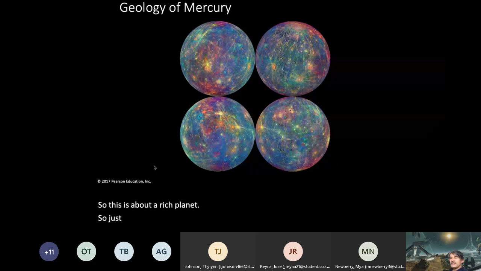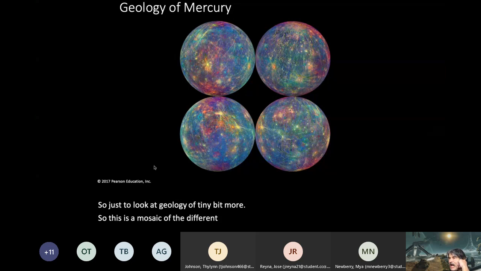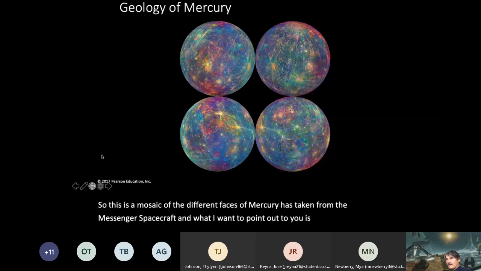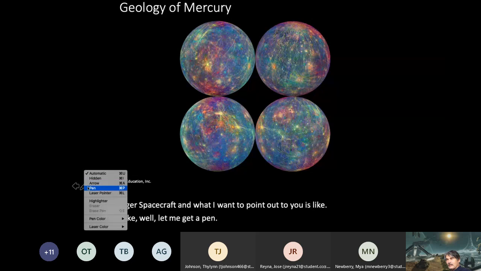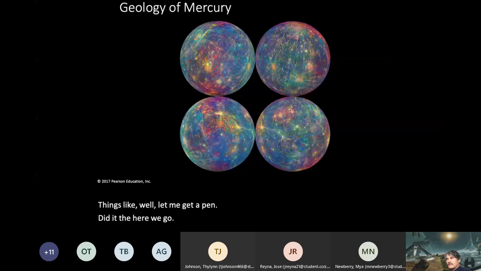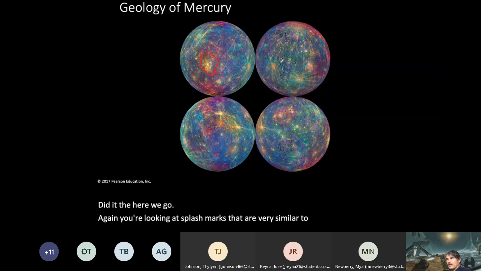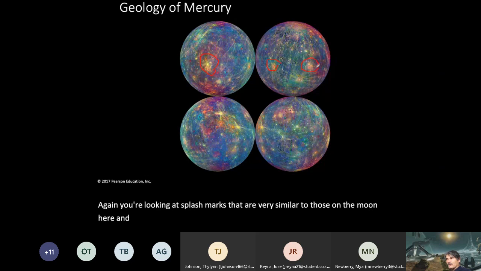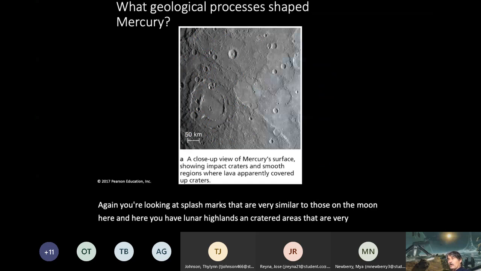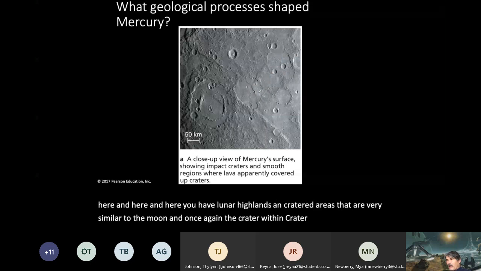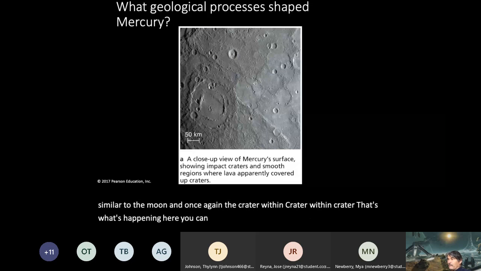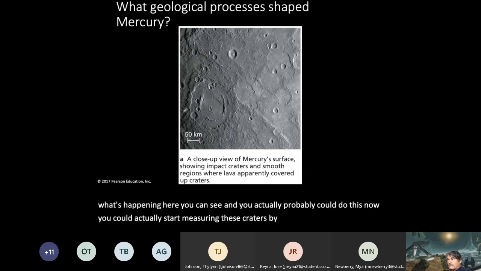So just to look at geology a tiny bit more. This is a mosaic of the different faces of Mercury as taken from the Messenger spacecraft. And what I want to point out to you is, well, let me get a pen. There we go. Again, you're looking at splash marks that are very similar to those on the Moon here and here and here. You have lunar highlands and cratered areas that are very similar to the Moon. And once again, crater within crater within crater. That's what's happening here. You actually probably could do this now. You could start measuring these craters by figuring out this picture.